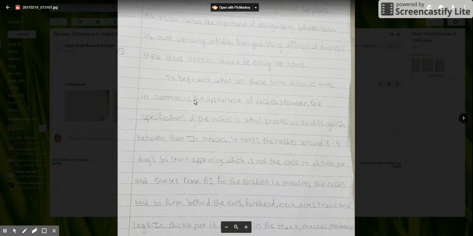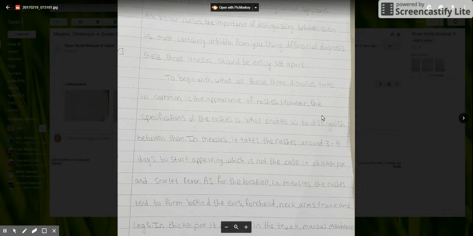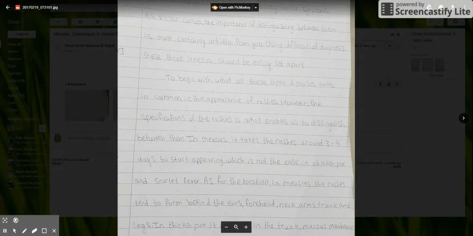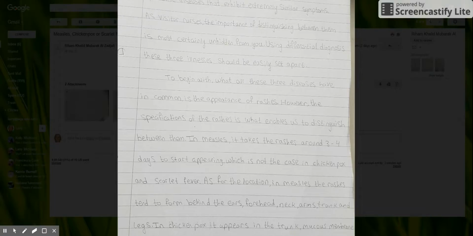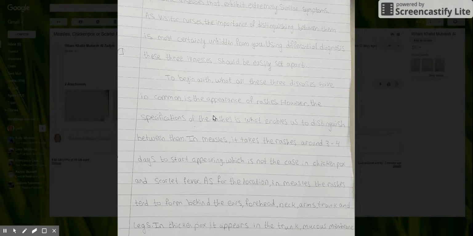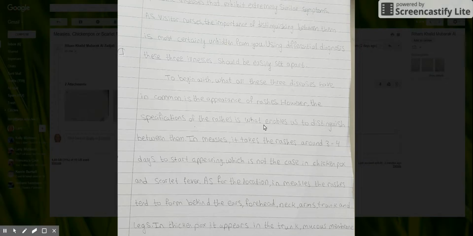Good. Okay, to begin with, what all these three diseases have in common is the appearance of the rash. Good. Okay, sorry for that interruption. Okay, so in common is appearance of rash. However, the specifications of rash. Okay, so I think you need to be more specific than specifications of the rash. You should have a topic sentence that says you're talking about the appearance of the rash. Okay, so talk about that.